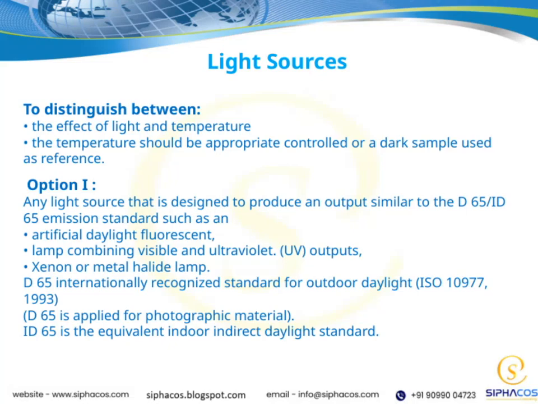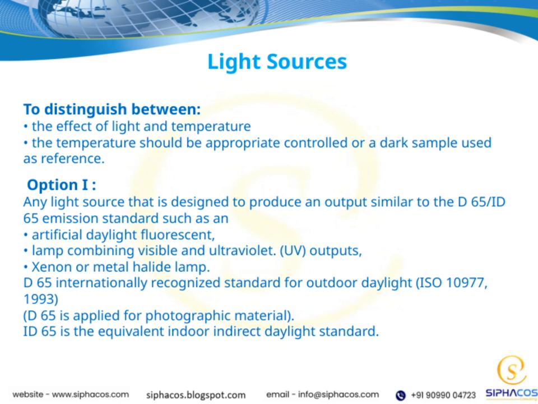When we're looking to distinguish between the effects of light and temperature on our samples, it's important to control these variables carefully. The temperature should be appropriately controlled, or alternatively, we can use a dark sample as a reference point. This helps us isolate the specific influence of light without temperature interference. Now, when we talk about light sources for testing, the goal is to mimic natural daylight as closely as possible. For this, we often use sources designed to produce an output similar to the D65 or ID65 emission standards. These standards are internationally recognized.